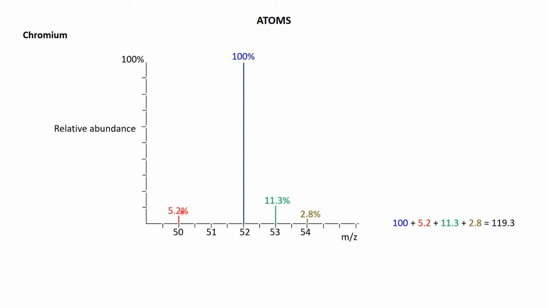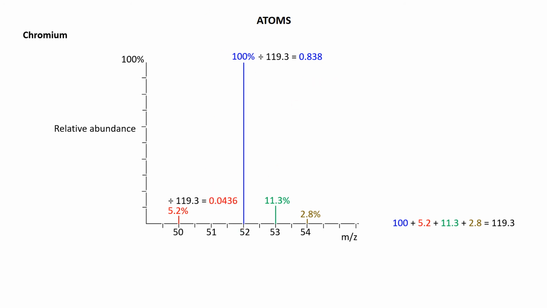So the way we have to go from this somewhat deluding mass spec picture, in which the highest peak is set at 100%, to getting the actual proper fractional abundances of all the different isotopes, is we're going to have to take these numbers here and divide them by 119.3. So the 100% turns into 0.838, or about 84%. In other words, about 84% of chromium is chromium-52.